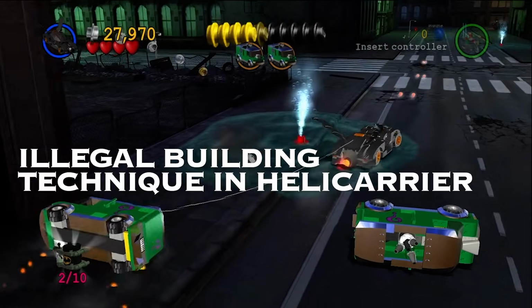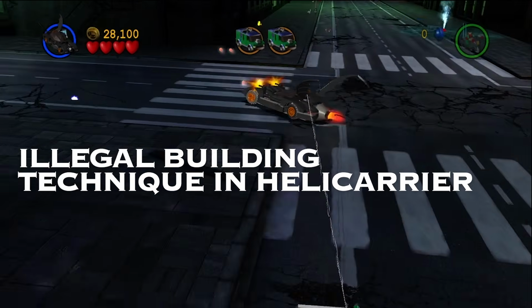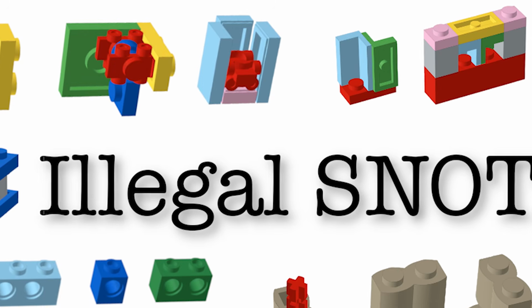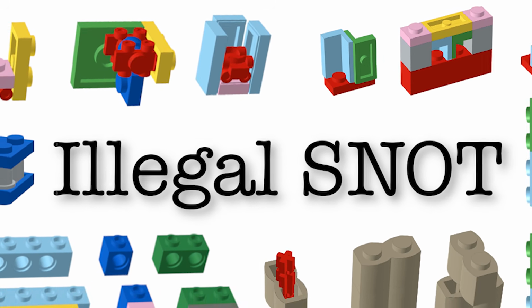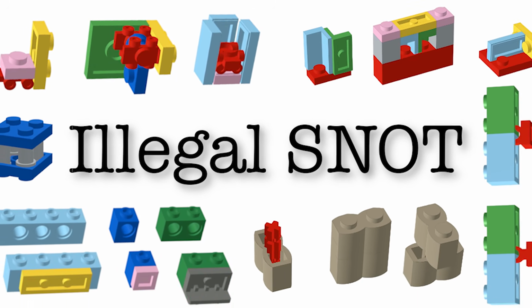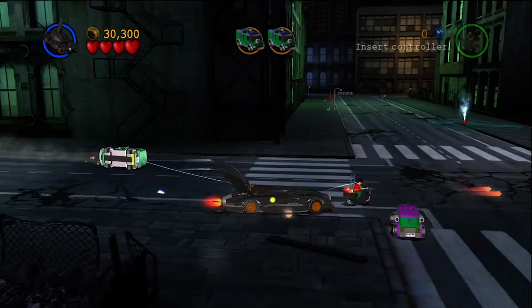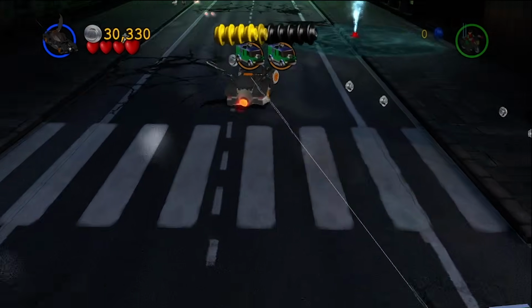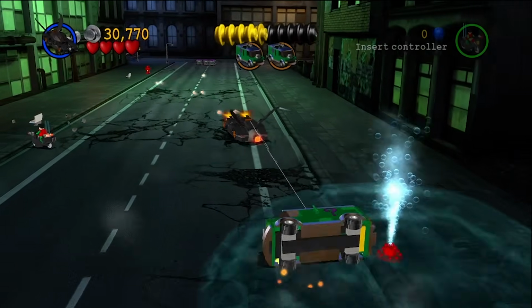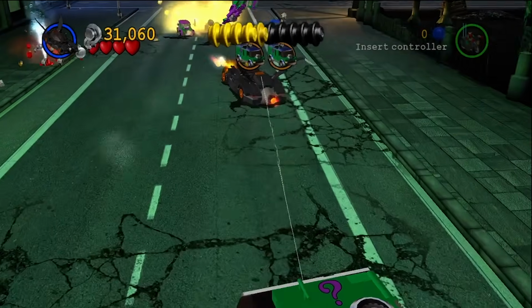Illegal building technique and helicarrier. Illegal building technique is basically some sort of LEGO technique that puts unnecessary strain on the pieces, and thus is avoided by LEGO in sets. I kind of talked about illegal LEGO building techniques in my LEGO Iceberg chart video, so honestly, I would check that video out if you're not familiar with the concept.